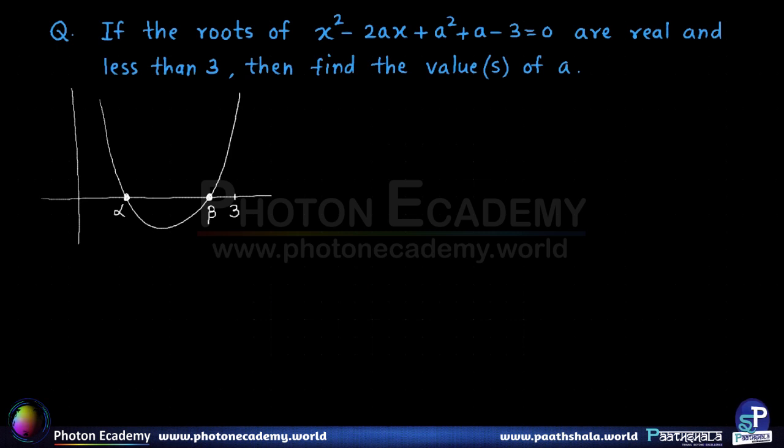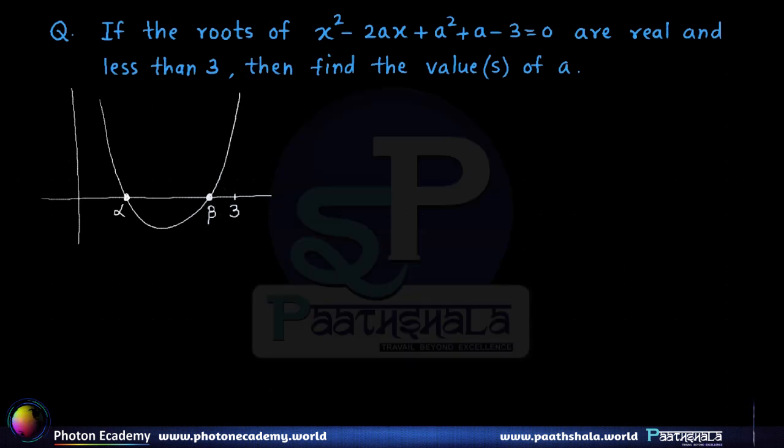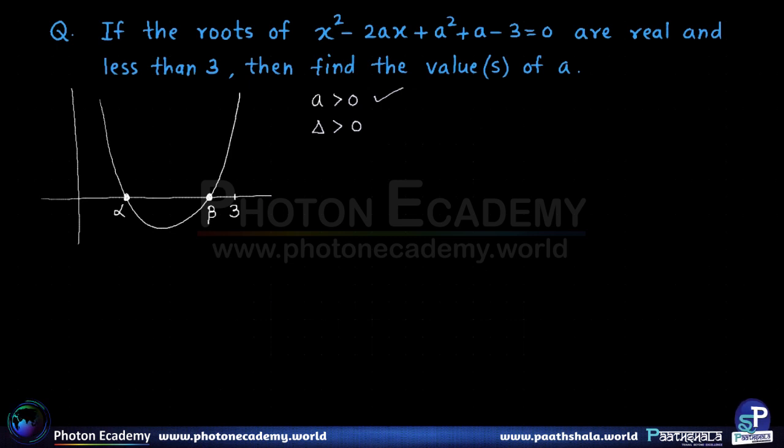Now here let us write down the conditions for this particular case, that is when the two roots are less than a particular constant. Say here it's 3. We know that first of all a must be positive, and here we see that a is 1. So that means this condition is taken care of. Now next is the discriminant must also be positive to have two real roots. So let's see what do we get if we evaluate this particular condition.